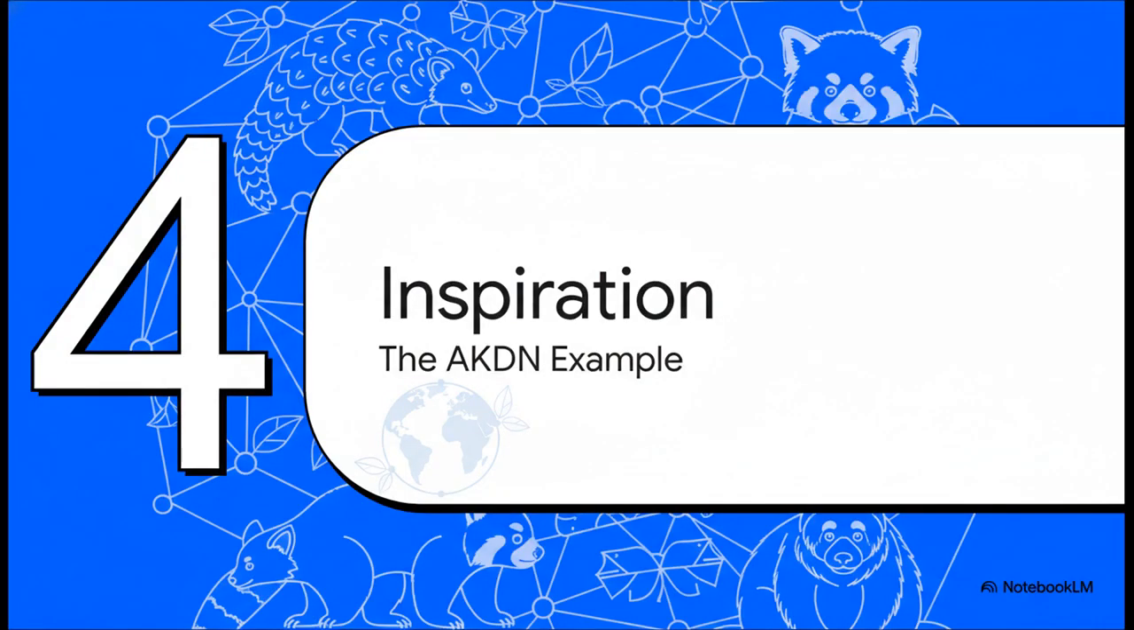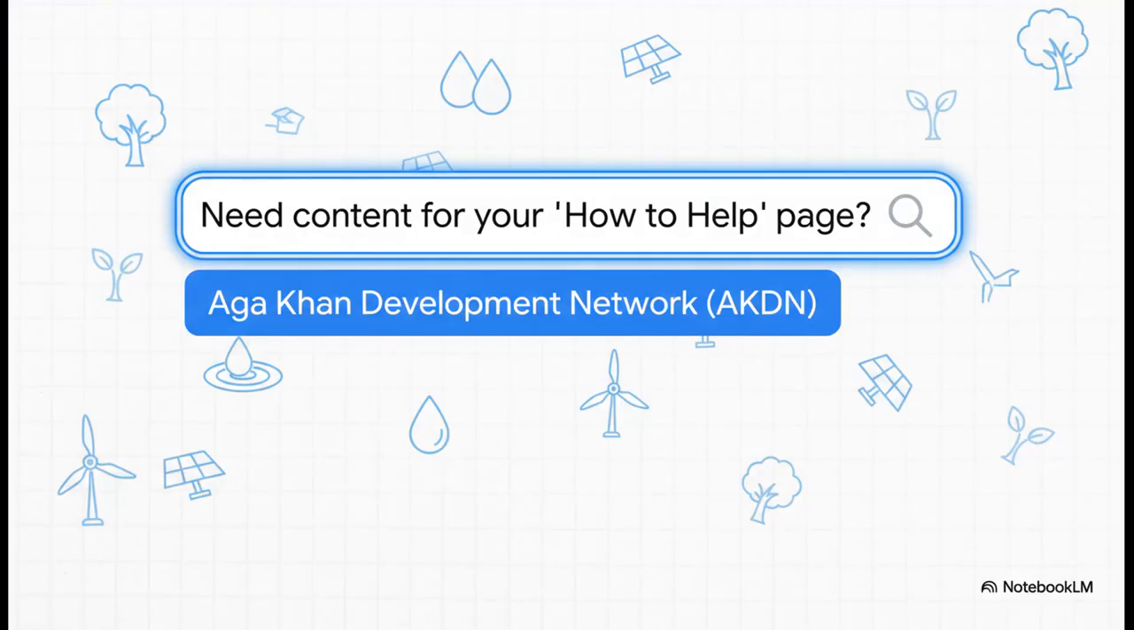But what about the content? To fill out that all-important How to Help page with real, impactful ideas, we're going to draw some inspiration from a truly world-class organization. Let's take a look at the incredible work of the Aga Khan Development Network, or AKDN for short. They're a fantastic example of large-scale, super effective environmental action, and their approach gives us a perfect model for the kinds of solutions we can feature on our own websites.